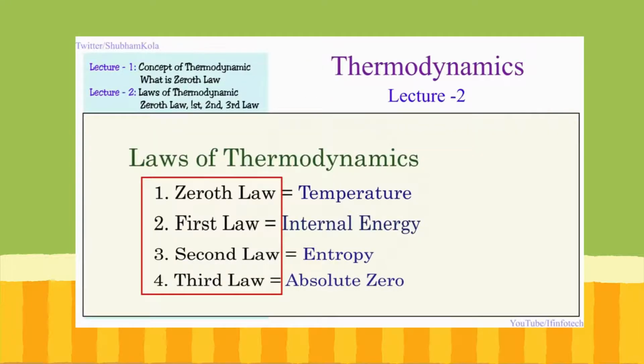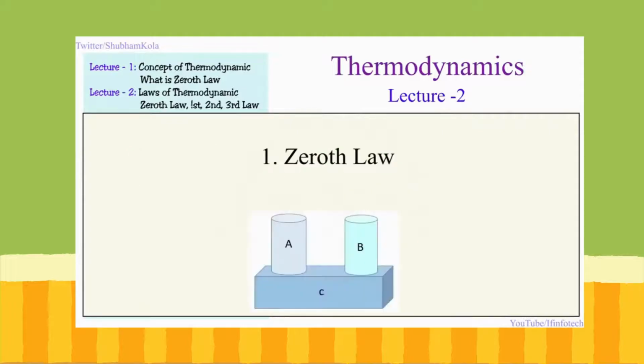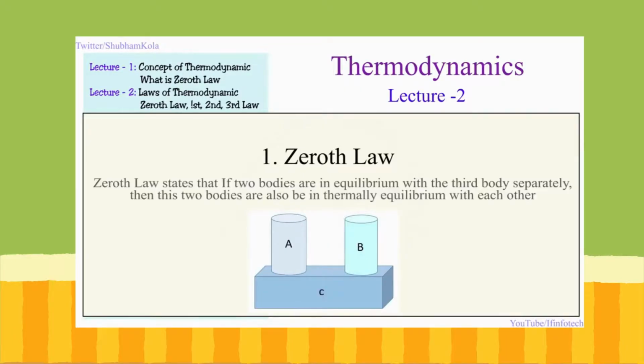So there are 4 laws, that is 0th law, 1st law, 2nd law and 3rd law. Let's say A, B, C are 3 bodies and A and C are in thermal equilibrium with each other, and B and C are also in thermal equilibrium with each other. Then the 0th law says A and B will also be in thermal equilibrium with each other. In other words, if 2 bodies are in thermal equilibrium with a 3rd body separately, then these 2 bodies are also in thermal equilibrium with each other.